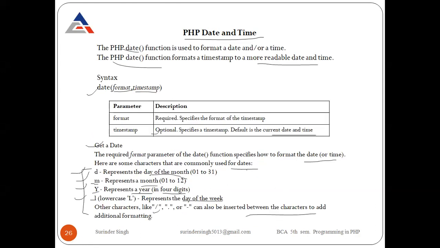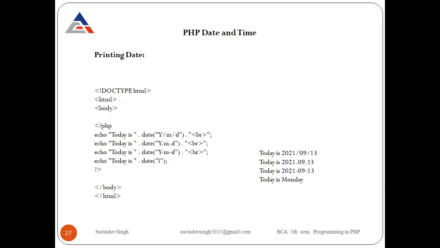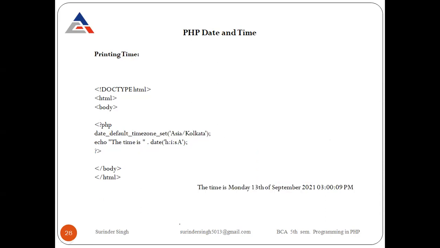This is the example for printing date in different formats. First is today's date. We are using capital Y, small m, small d, and printing in this format. Then in this format, and here we are printing l, which prints the day of the week. Today is, it prints the name of the day. Clear? Small l.